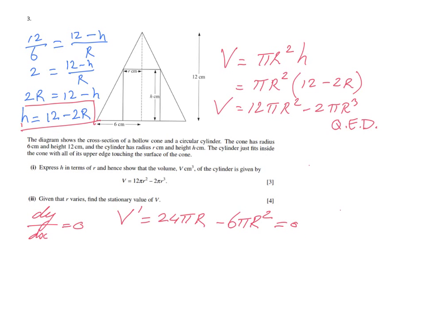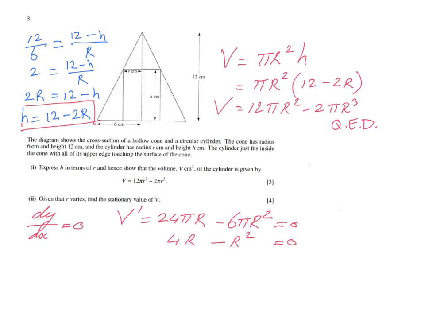Again, several ways to approach it. I'm going to simplify it because I see common factors. I'm going to divide everything by 6 pi. So this becomes minus r squared. 24 pi r divided by 6 pi is going to be 4r equals 0. Okay, that looks a lot easier to solve than that one.